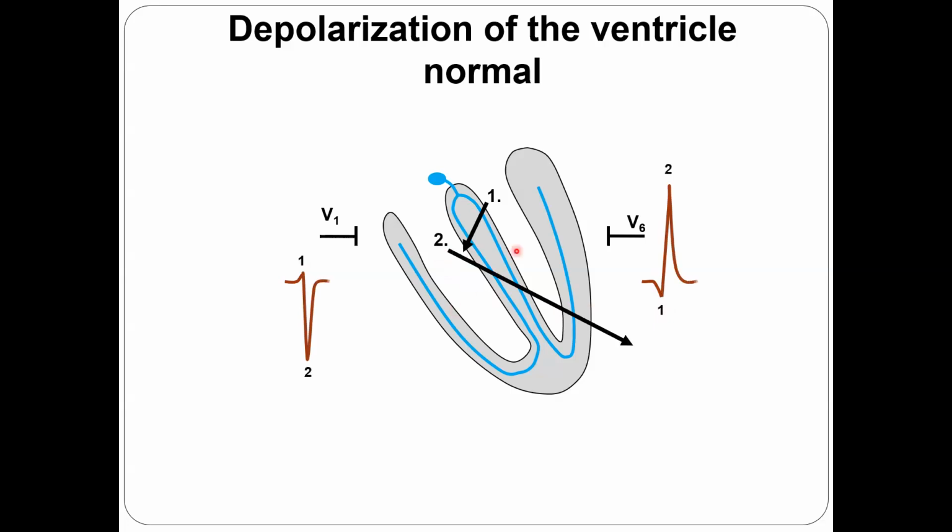Next one, the right and the left sides are activated simultaneously. However, because the left ventricle is about two and a half times thicker than the right one, and the electric activity is about 10 times higher than the right one, this is why the ventricle activation vector is pointing toward the left side. So this is why you have a big R wave on the left side and a deep S wave on the right side. So what you see here is an RS in V1 and QR on the left side.